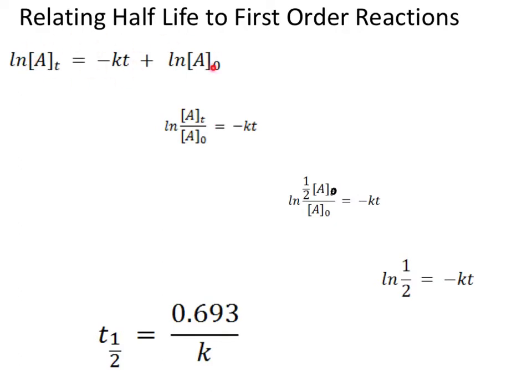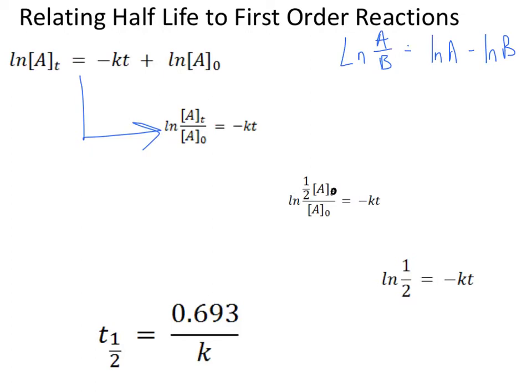This is my first order integrated rate law. First off, I'm going to change it back to here. Now this is something that you guys could have actually done, whether or not you know it. Remember, if I have the natural log of A over B, which I think is something from pre-cal or algebra 2, that actually equals the natural log of A minus the natural log of B.